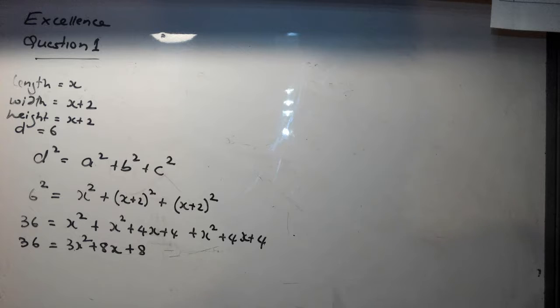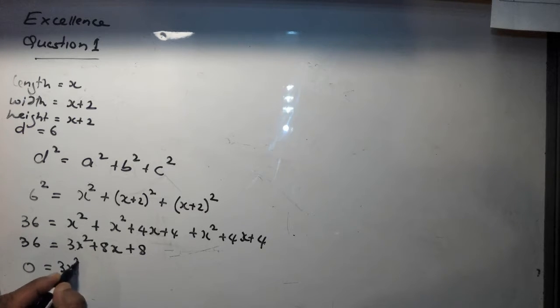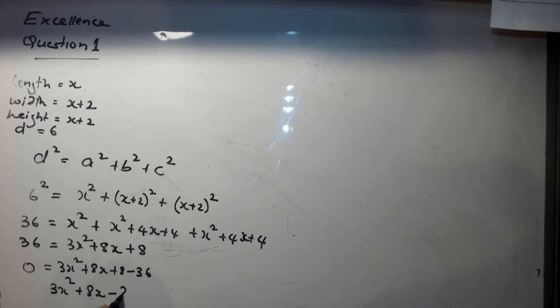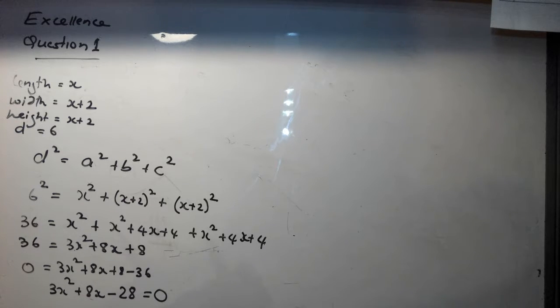Now we need to solve this quadratic. So what we'll do, we will equate that to 0 by bringing 36 over to the right hand side. So this will become 0 is equal to 3x squared plus 8x plus 8 minus 36. And when you do that, you end up with 3x squared plus 8x minus 28 is equal to 0. So we have this quadratic equation now, and this is what we need to solve.